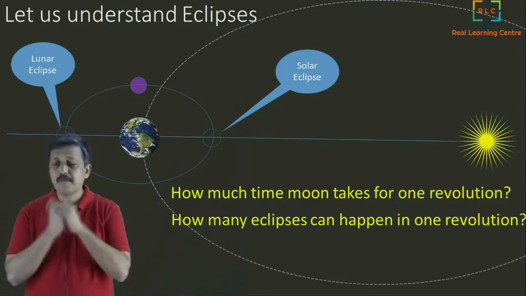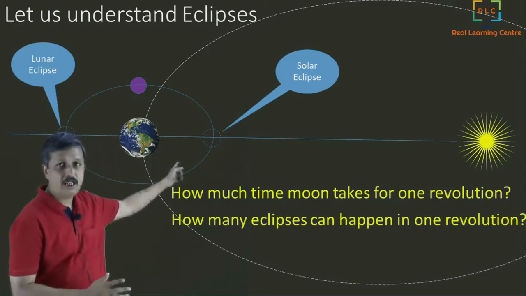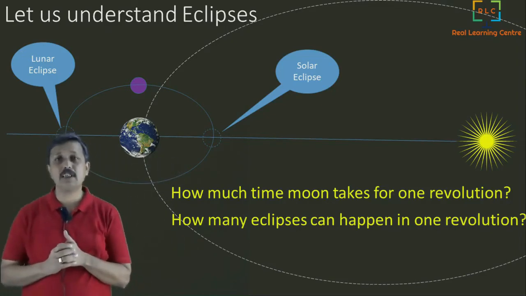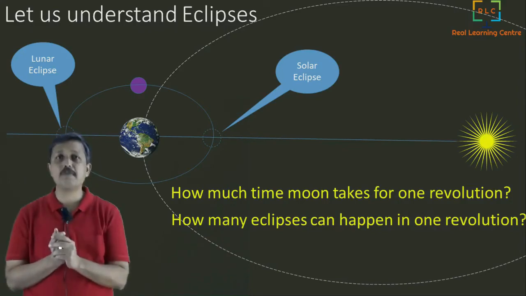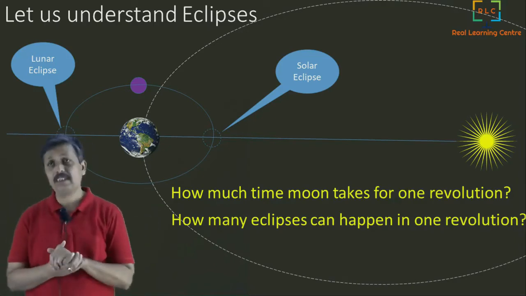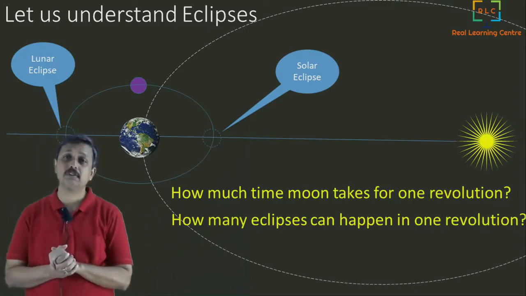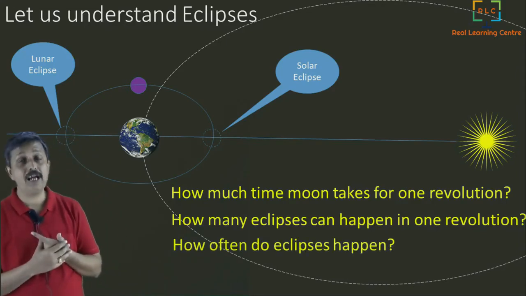But the question basically is that every month, since it goes like this, we have to have one solar eclipse and one lunar eclipse. On every full moon day, there must be a lunar eclipse. On every new moon day, there must be a solar eclipse. Does it happen? Think about it. Does it happen? So, how often do eclipses happen? Do they happen every month?